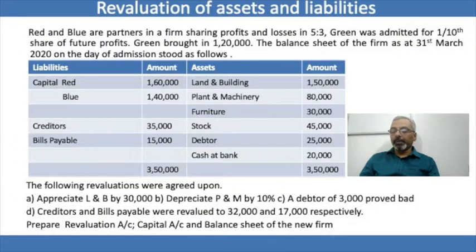And we are asked to prepare the revaluation account, partners' capital account, and the balance sheet of the new firm. The date of the balance sheet will also be the date at which it is prepared, because the admission took place on the same date. Green has come in for 1/10 share, but that is of no use. Why? Because there is no goodwill given, and when there is no goodwill given, the question of calculating sacrificing ratio does not arise.